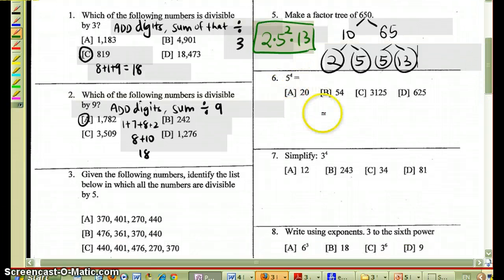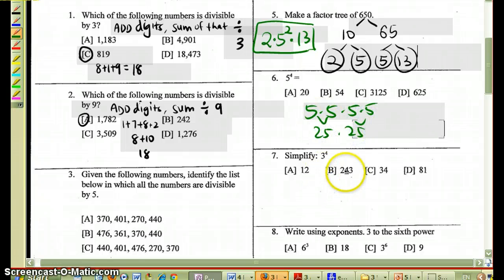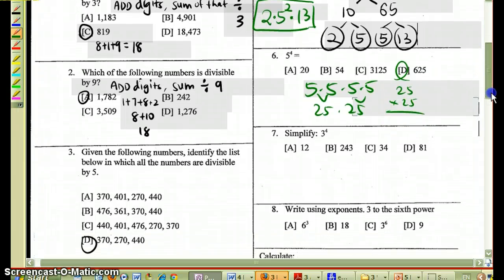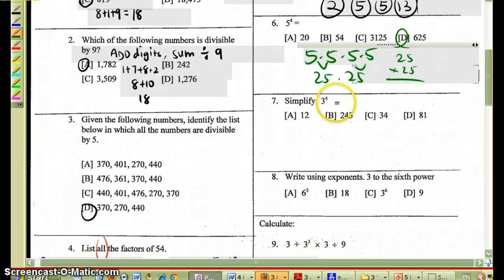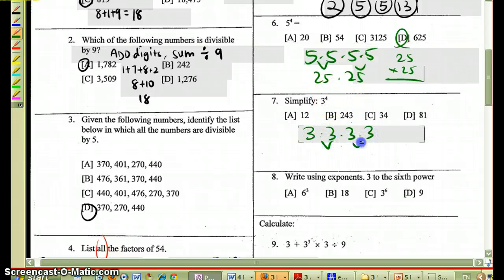Number 6, this problem means 5 times 5 times 5 times 5. And if I pair up the 5s, that's 25 times 25, giving me the answer D. And go ahead and make sure that you multiply those 2 numbers together, showing your work in each question. Number 7, 3 to the 4th power means 3 times 3 times 3 times 3. Pair those up, 9 times 9 gives us answer D, 81.